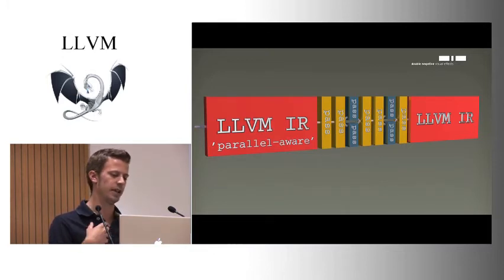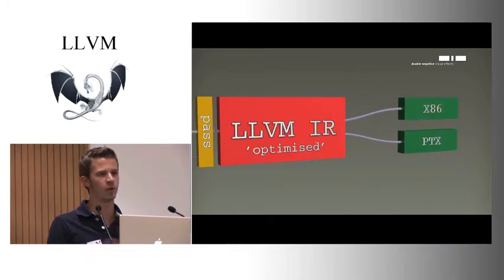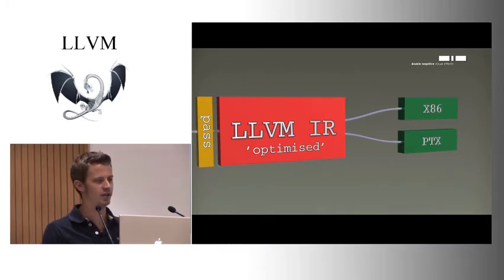Then we run the standard set of LLVM optimization passes over it to get the optimized form of the IR. And then we lower it using our required backend. We're using the x86 backend and the PTX backend. And obviously an important part of this is the GPU code generation stage.